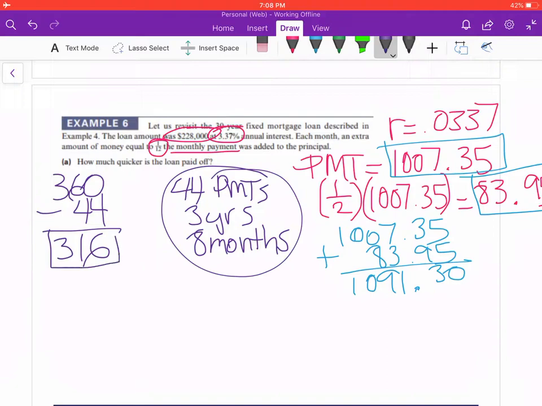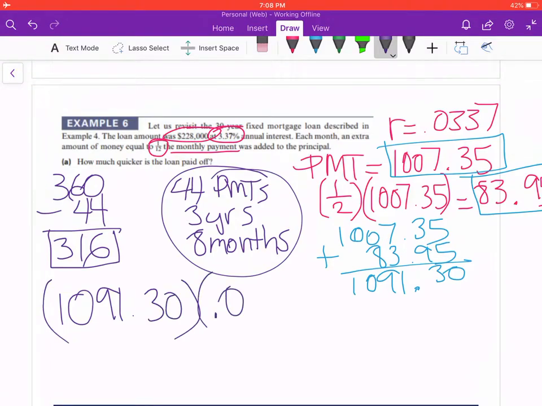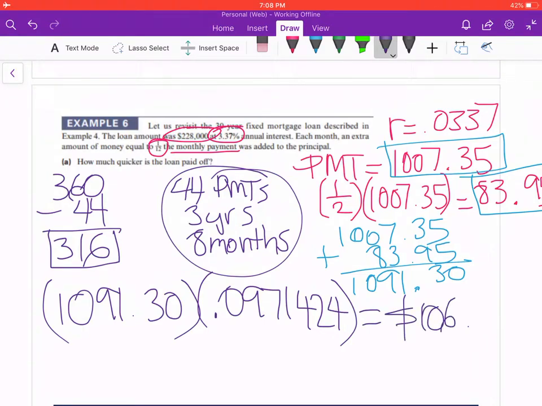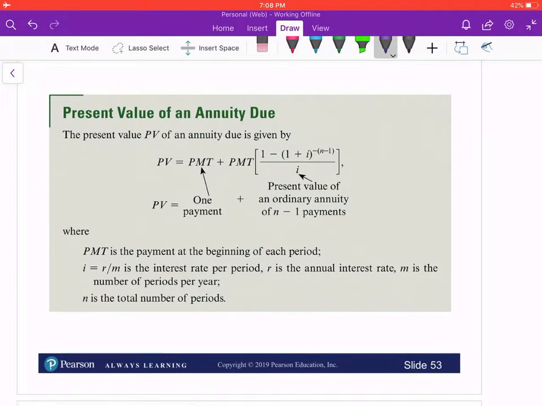So now we just have 316 payments. And this problem is a little trickier. However, we can find this amount by multiplying the payment amount, the $1,091.30, times this number. And that will give us $106.01. In fact, I'm just going to stop here for this example. Let's move on to the last one.